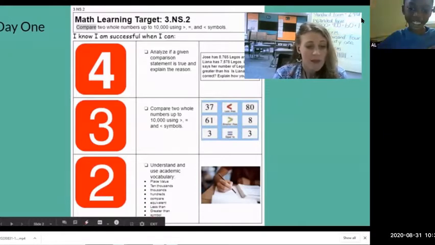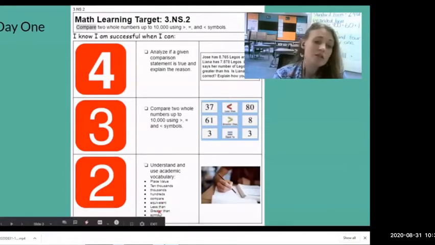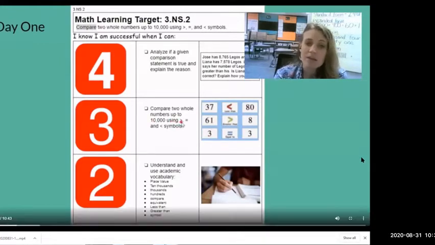Now, the top 5 words should be fairly familiar to us. It's these bottom 4 that may be new to us, and we're going to talk about the meanings of these new vocabulary words today. This is our overarching goal for our entire unit, to compare two whole numbers up to 10,000 using these icons or symbols that you see here.